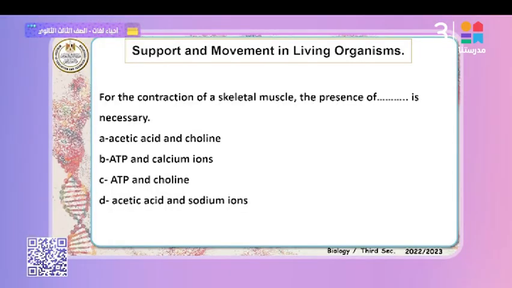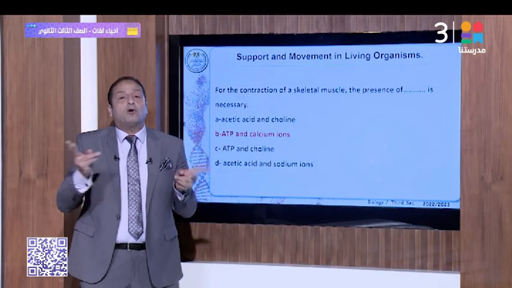So for the contraction of the skeletal muscles, the presence of which is necessary? Acetic acid and choline, no. ATP and the calcium ions. The best answer is ATP and the calcium ions. Why? Because ATP plays an important role in returning the cell to the normal position, both in contraction and relaxation.